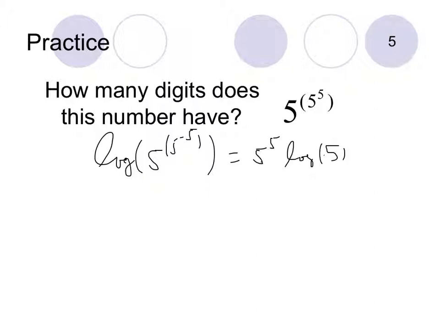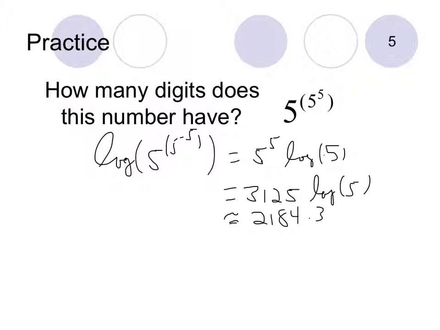Now 5 to the 5th seems like it's a giant number, but it really isn't. If you put it in your calculator, you'll find that's 3,125 times the log of 5, and that's not a hard calculation. That's approximately, let's see, 2184.3. So that means that this giant number, this 5 to the 5 to the 5, is between 10 to the 2184 and 10 to the 2185.